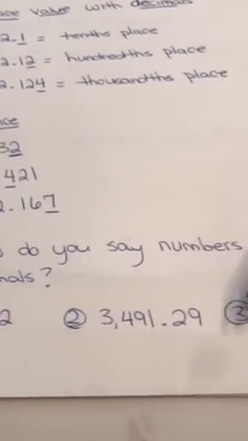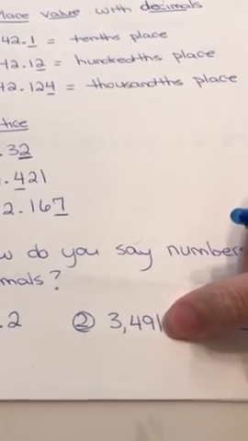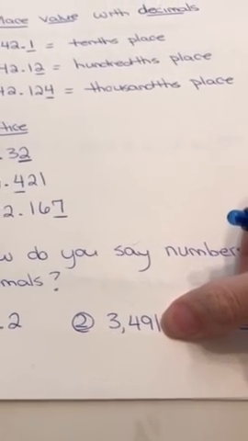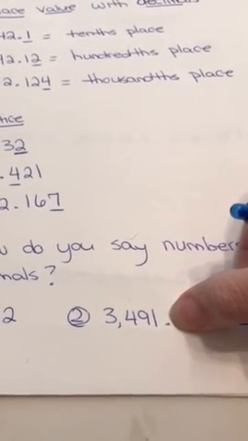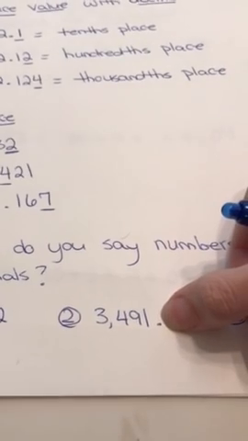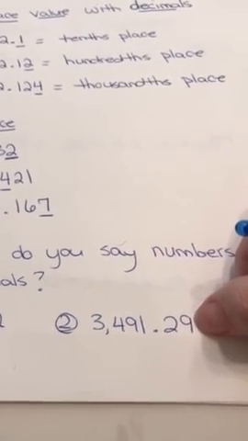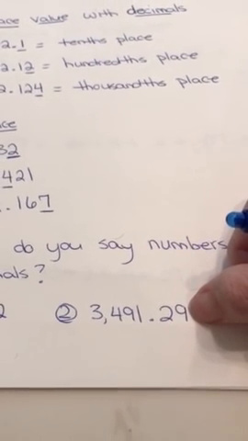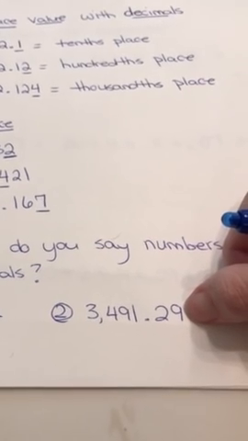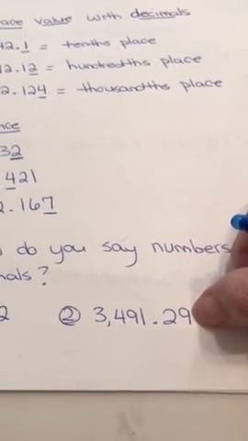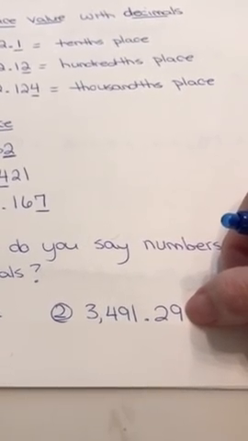Okay? Looking at this one, again, if I were to cover it up, this is 3,491. Okay, it goes all the way up to your thousands place. There's my decimal. It's still 3,491. When I remove my thumb, here's my number. 3,491 and 29 hundredths. Okay, because this 9 goes up to my hundredths place.